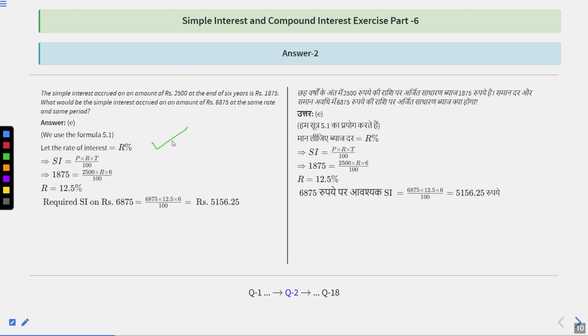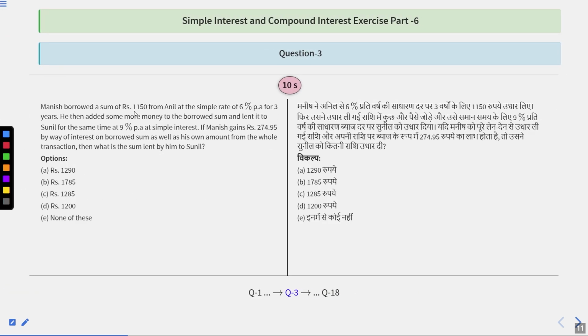Let the rate of interest be R%. So we know the simple interest, which is 1,875. We know the principal amount, which is 2,500. We know the time, which is 6 years. It is given in the question. Clear? So we just put these values and calculate the value of R, which becomes 12.5%. So the required simple interest on 6,875 for 6 years will become 5,156 rupees 25 paise, or we can say 5,156.25 rupees. So E is the correct answer. Next one.